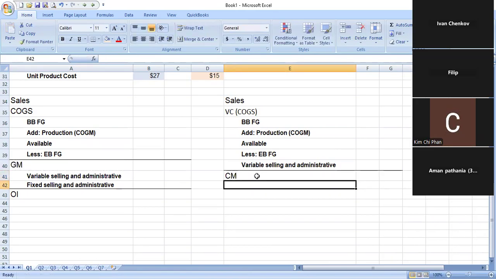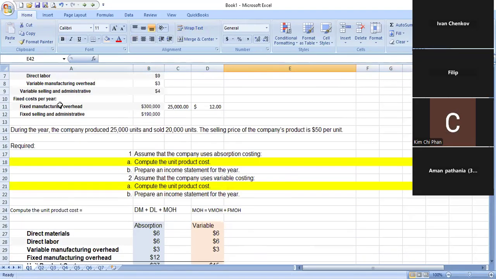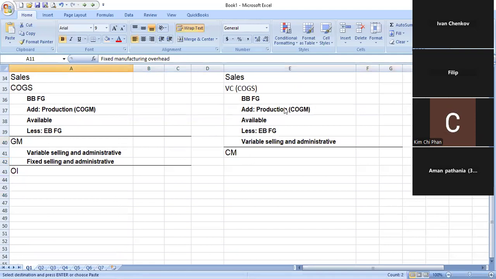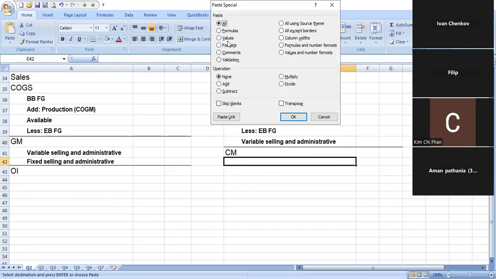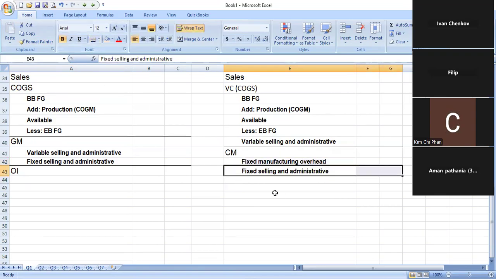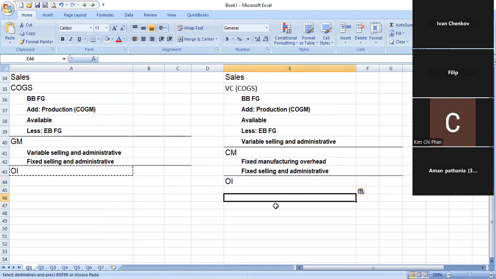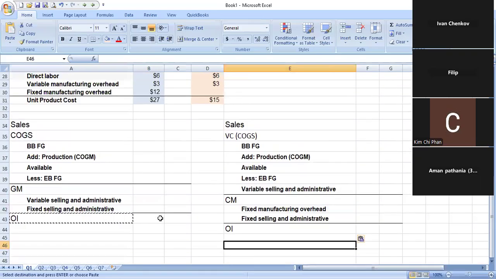Contribution margin here. Once I get the contribution margin, what's left? Fixed costs. How many fixed costs do I have? Those two. I'm going to get these two, paste them here, and format them this way. And after that, I'm going to have my operating income. Correct? Now that's pretty much the logic of all things. Now we can start putting the numbers.